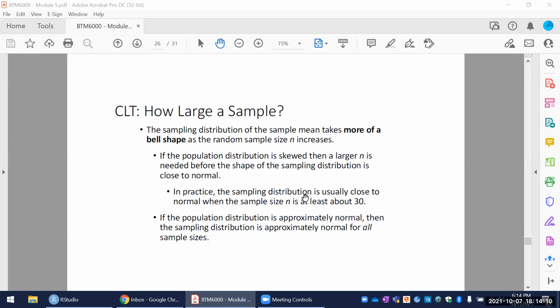So the question asked here is, how large a sample is needed? The sampling distribution of the sample mean takes more of a bell shape as the random sample size n increases. If the population distribution is skewed, then a larger n is needed, because the shape will be closer to normal when the sample size is larger. You remember we saw that two slides ago, where it was shaped more normally the larger the number was. So in practice, sample sizes are supposed to be around 30.